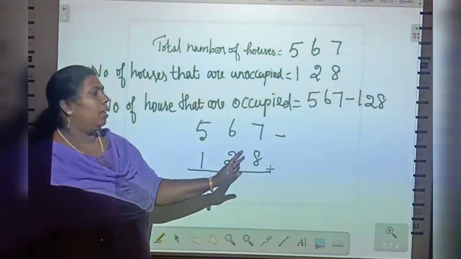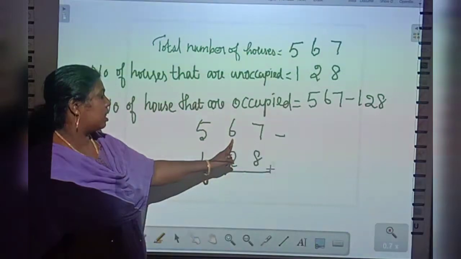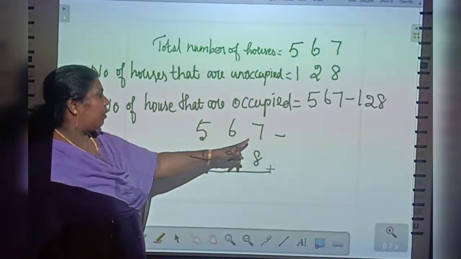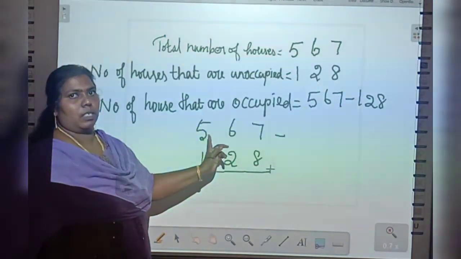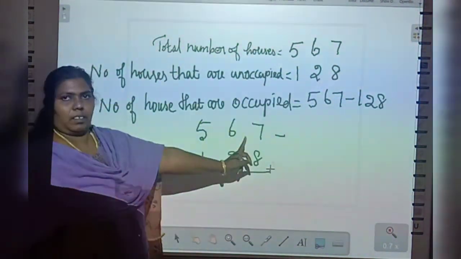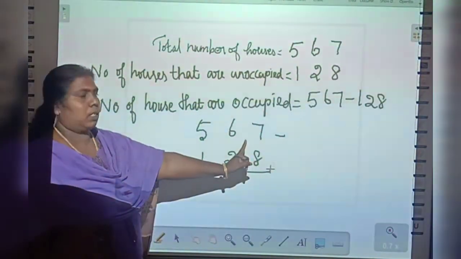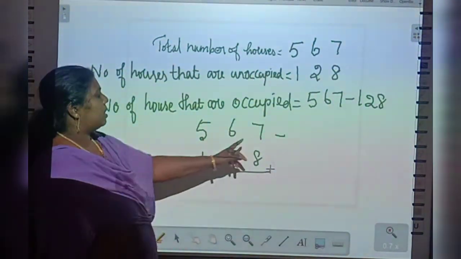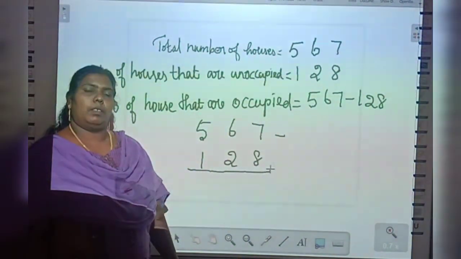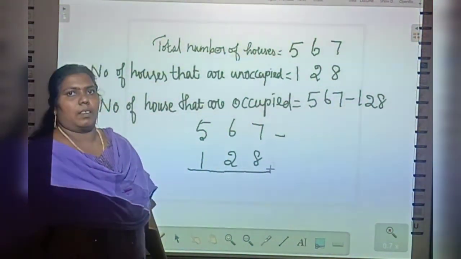Ones place, isn't it? Here ones place, tens place, hundreds place is there. A 3-digit number means we can get only 3 place values: ones, tens, hundreds, that's all. First we are going to subtract in the ones place. 7 minus 8. Is it possible to subtract 7 minus 8? No, we cannot subtract.